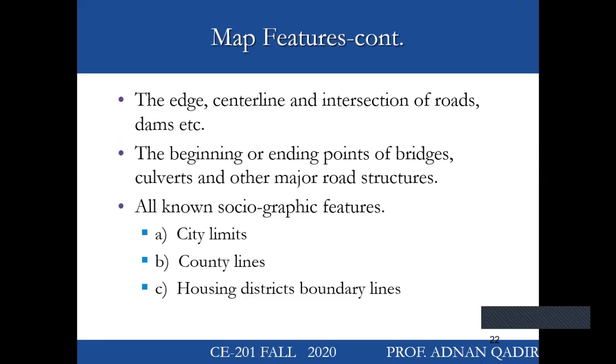The edge, center line, intersection of roads, the beginning or ending point of bridges, culverts, and other road structures, and all known cultural features, city limits, county lines, housing district boundary lines. Remember, what we are discussing here is what is included in the topographic map. The contours, and obviously these features like the city limits, bridges, roads, like that.